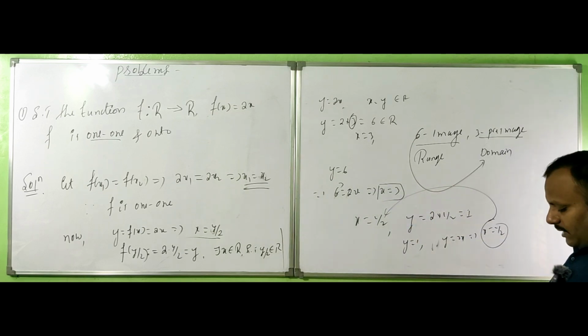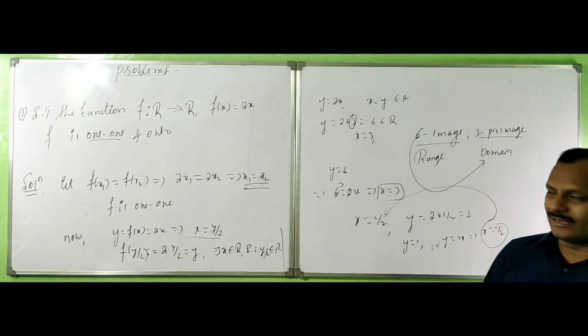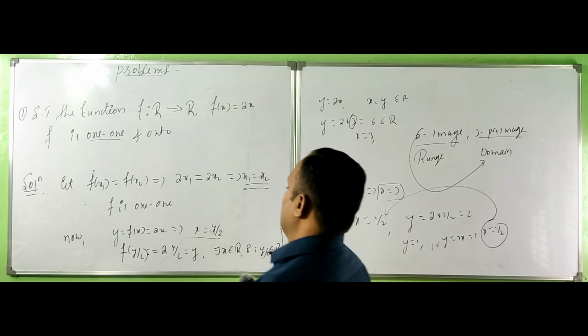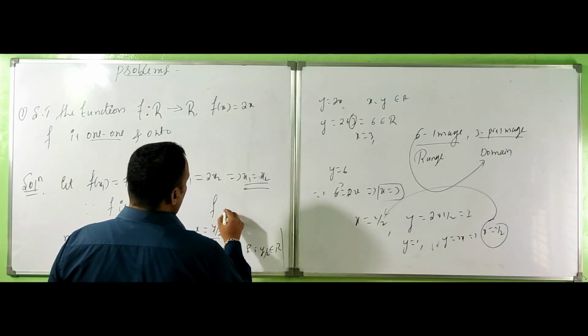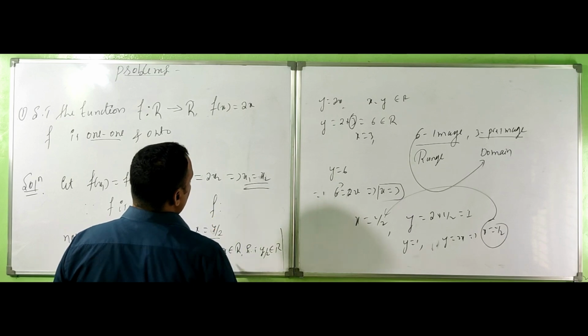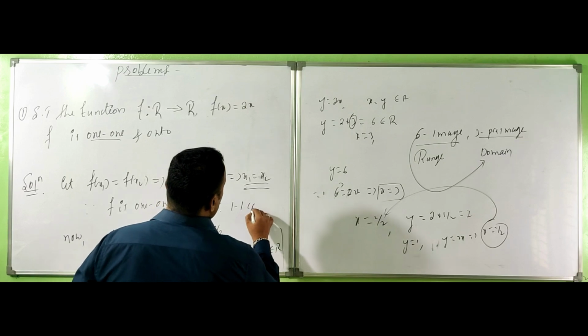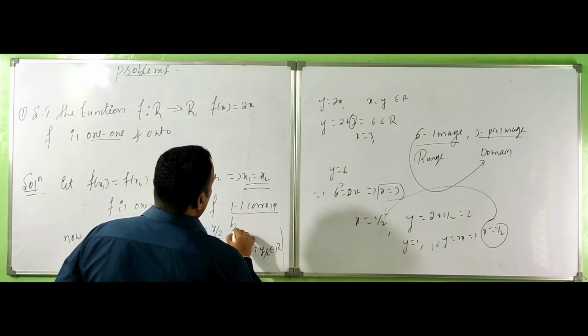Okay. For every input you are getting one output, and for the corresponding output value, we have at least one input value. That's why f is a 1-1 correspondence. Injective is 1-1 correspondence. Bijective is 1-1 correspondence. Bijective.